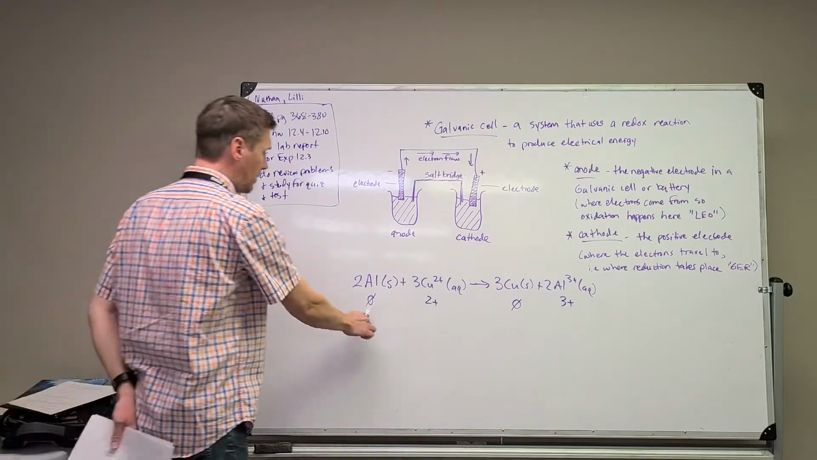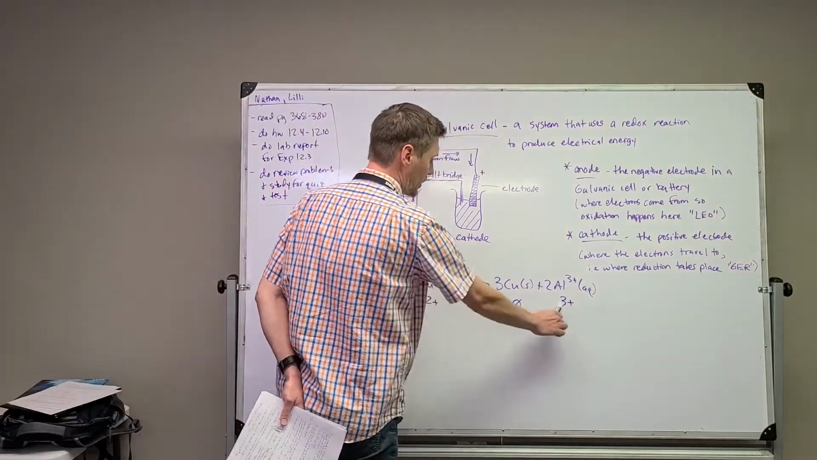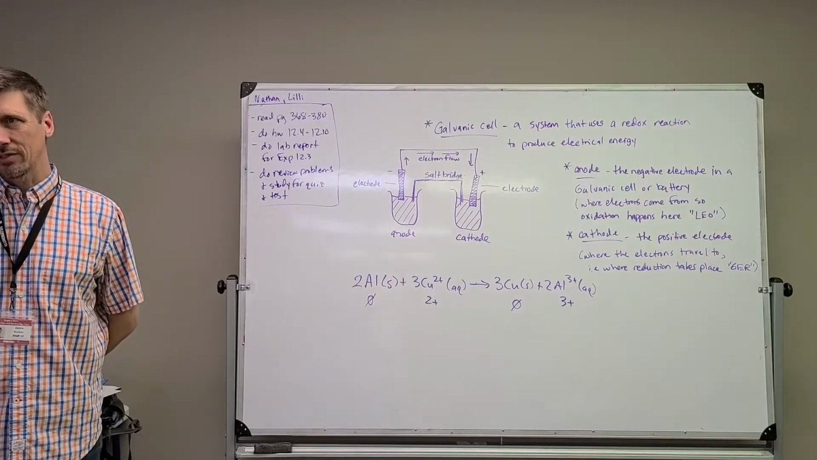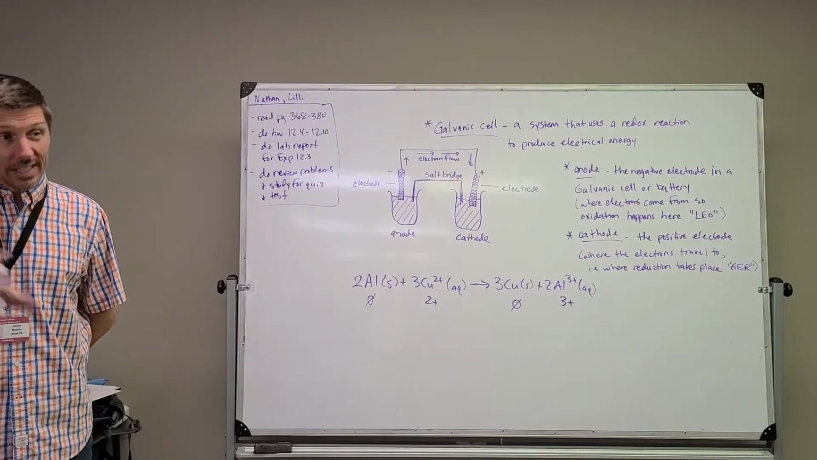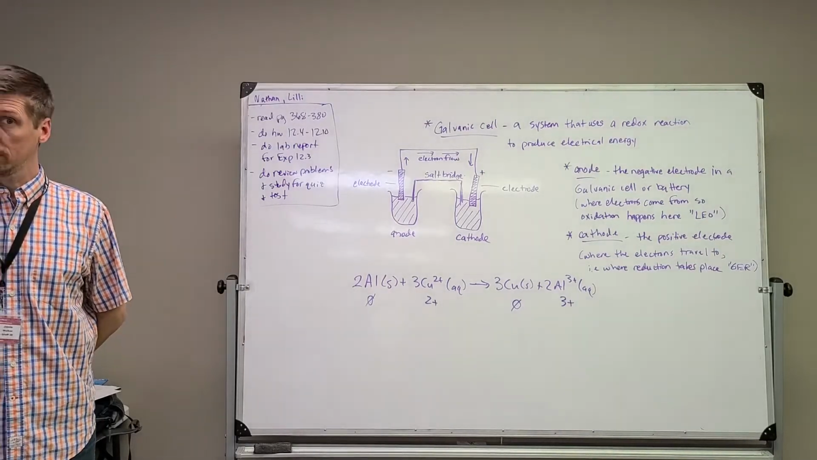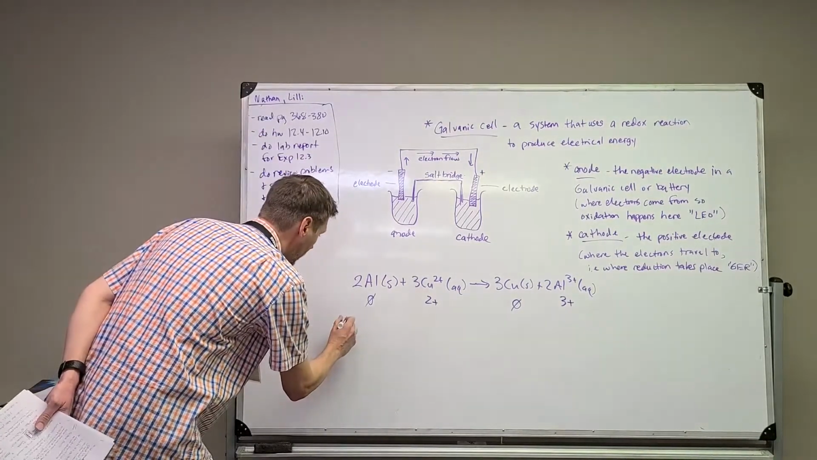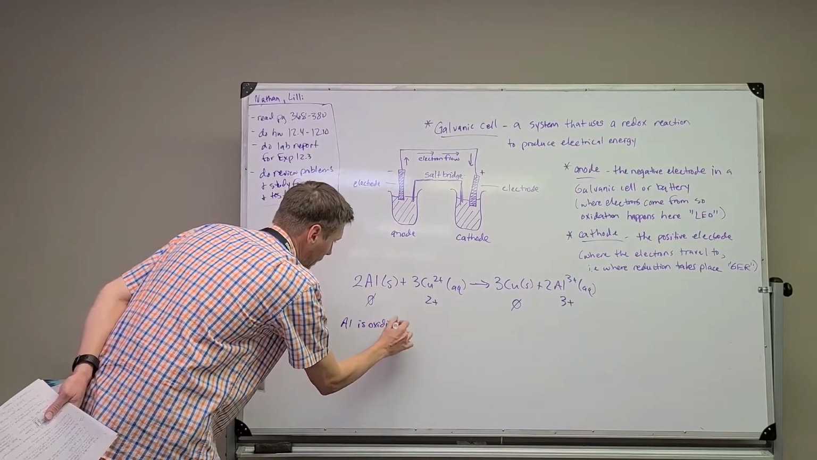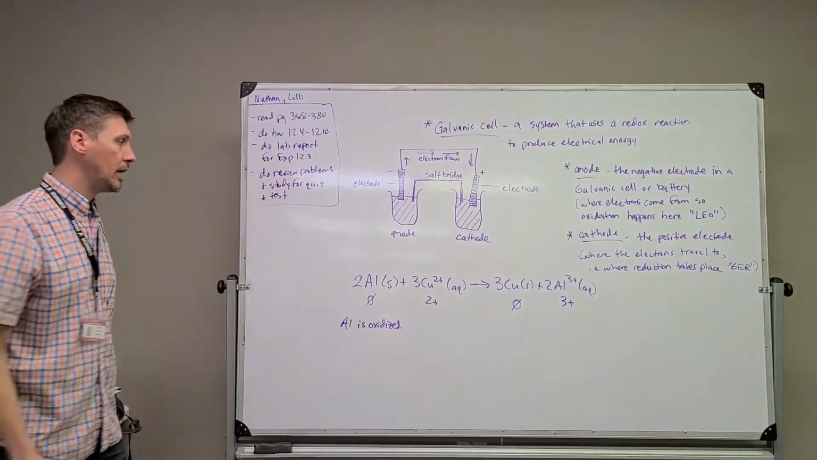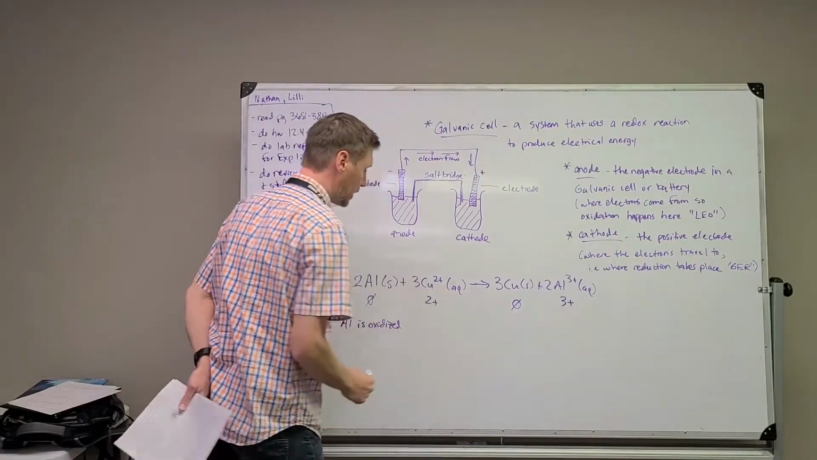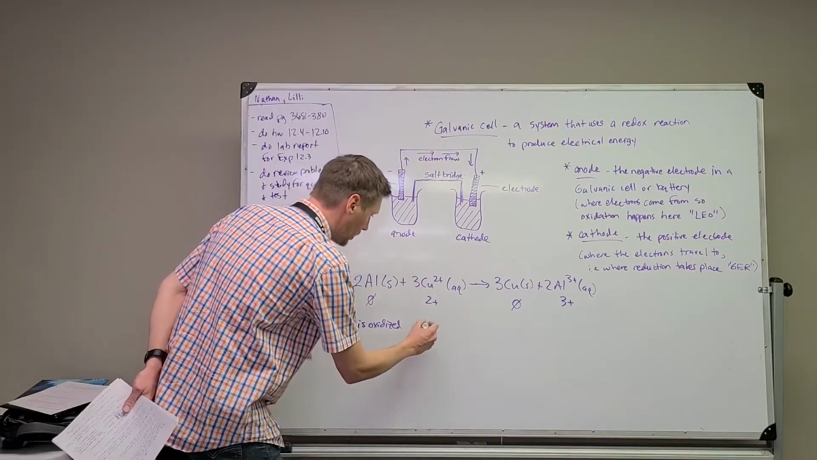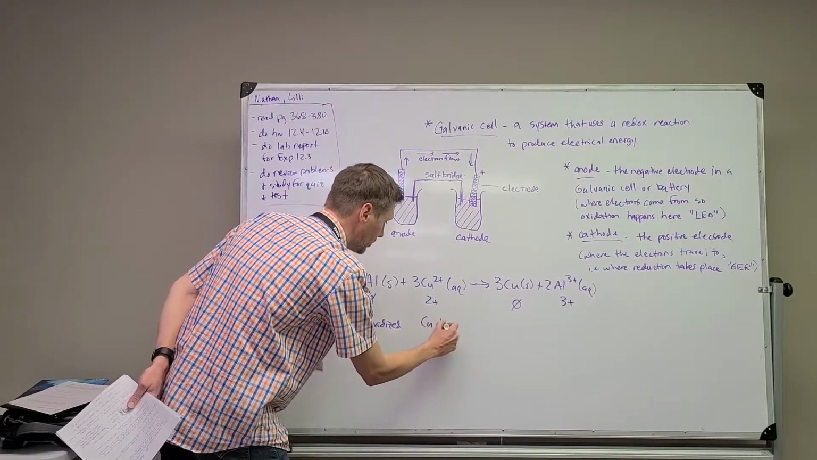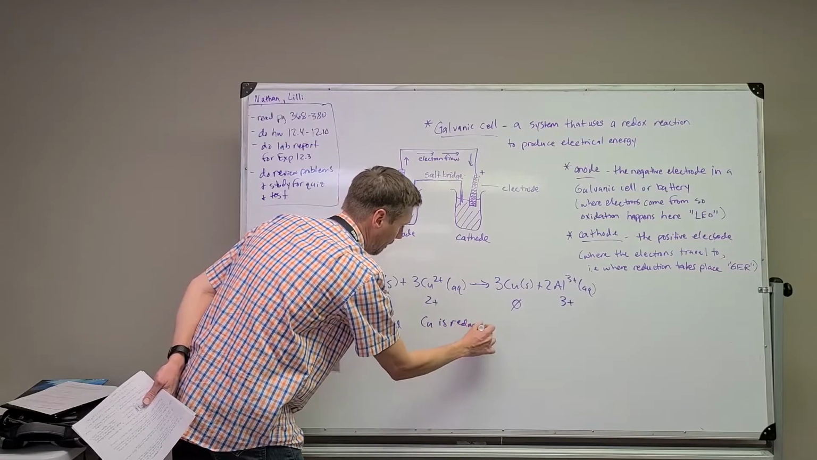So the aluminum, as it goes from the reactant side to the product side, becomes more positive. So it gained or lost electrons? Lost. It lost electrons. LEO, so it was oxidized, right? Al is oxidized. Cu, however, became more negative. This number got more negative. So it gained electrons. GER, gained electrons, means reduced. So Cu is reduced. All right?